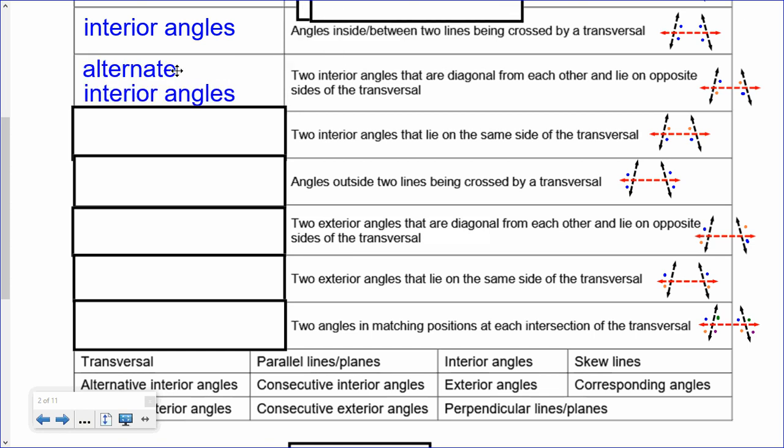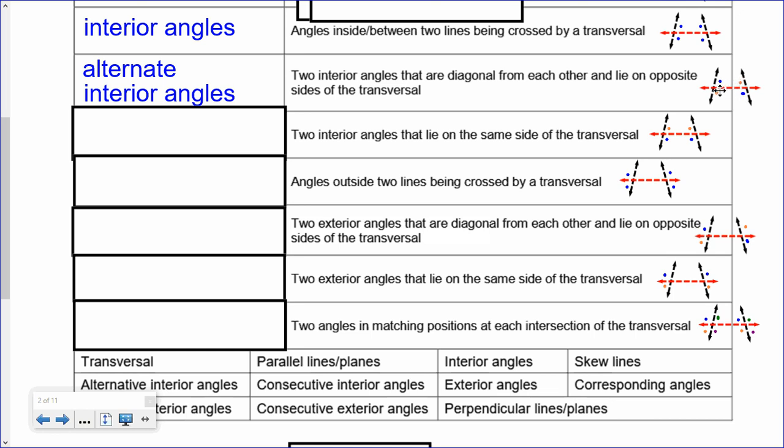Now we have two different types of interior angle pairs that we're going to talk about. So we have alternate interior angles. These are a pair of interior angles, two interior angles that are diagonal from each other and lie on opposite sides of the transversal. So if you take a look, I did some color coding. They still have to be inside of the two lines here, right? But they're diagonal or across from each other. One is on the top of the transversal, the other one is on the bottom of the transversal. So if you have that zigzag kind of diagonal pattern here, these are going to be considered alternate interior.